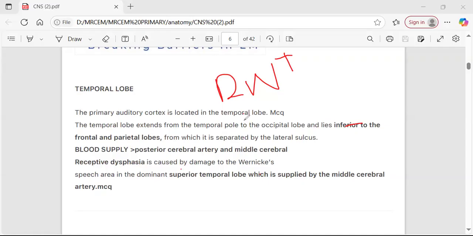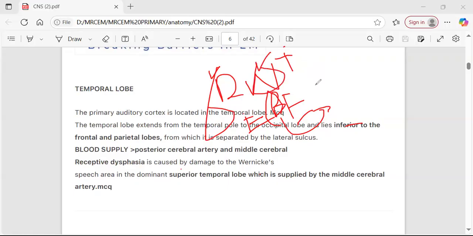Then is the expressive dysphasia, that you must remember EBF. If there is an issue with the expressive, that will be Broca's area. A problem with Broca's area, that is lying in the frontal lobe. F means frontal. If there is a receptive issue, that is related to Wernicke's area, and that is lying in the temporal lobe. So always remember these things.